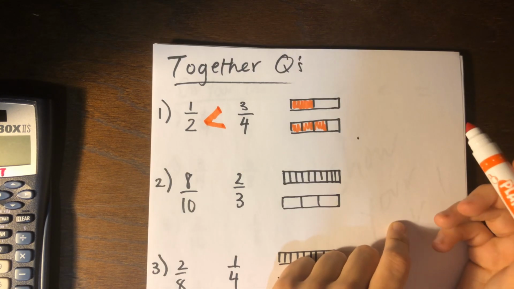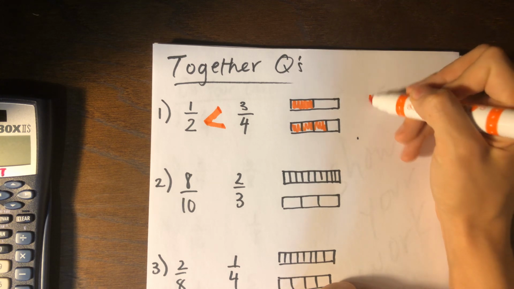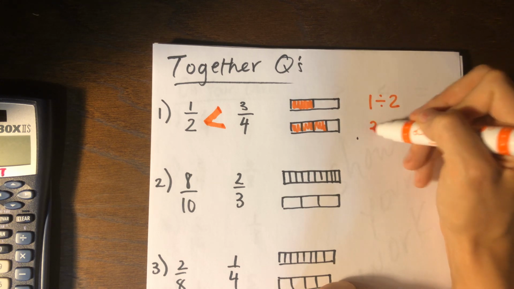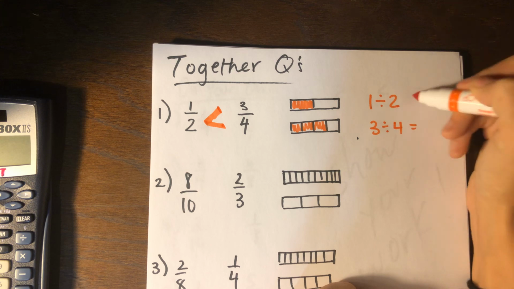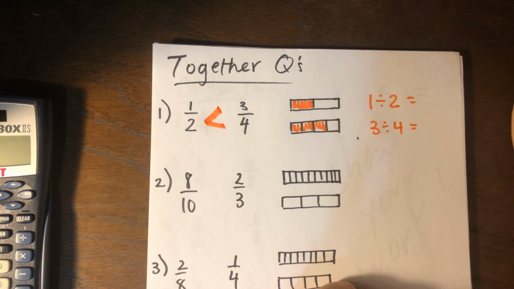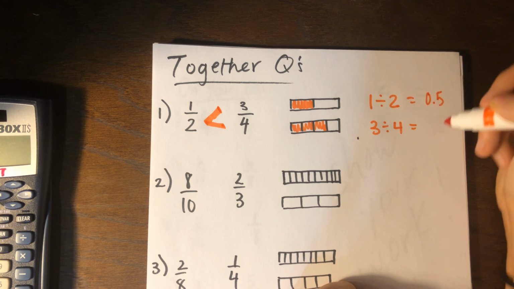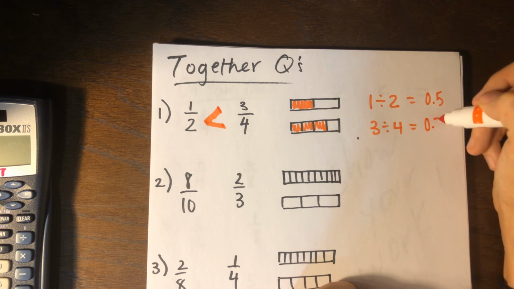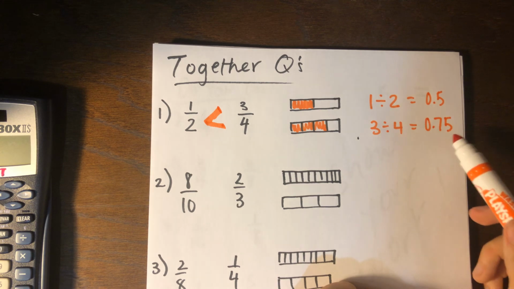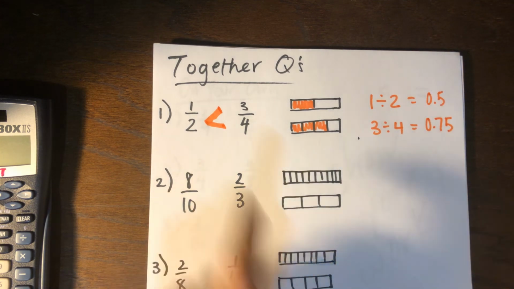The other way to show your work for this is to do 1 divided by 2 and 3 divided by 4 in your calculator, or you can even use long division. 1 divided by 2 is 0.5. 3 divided by 4 is 0.75. 0.75 is bigger, so we are correct.